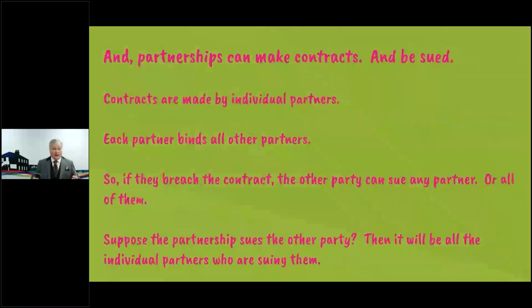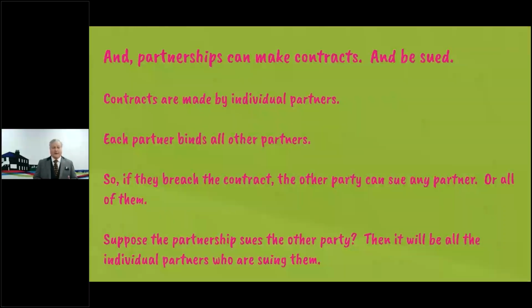Now again, you're thinking, I told you that partnerships cannot make contracts and they can't sue and be sued. And again, you're thinking this doesn't accord with your own experience. But the point here is that legally, the contracts that are made for the partnership are made by individual partners, and each partner has joint and several authority. That means that the contracts that they make for the partnership will bind all of the other partners jointly and severally to the obligations in that contract.